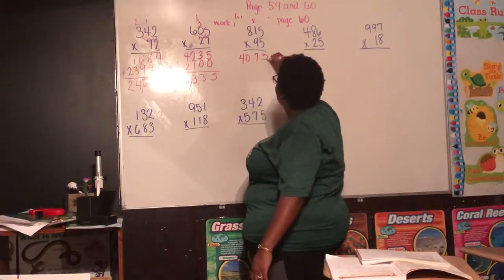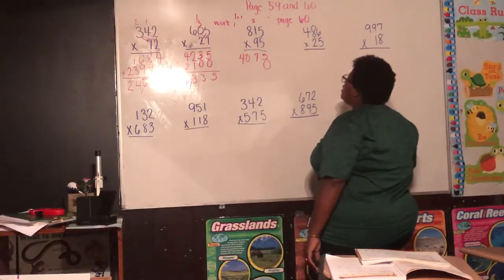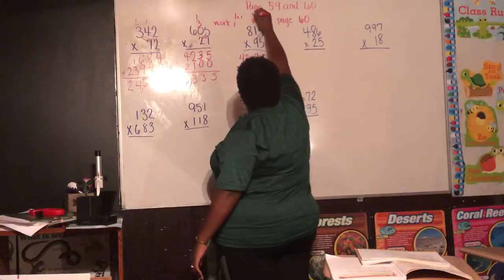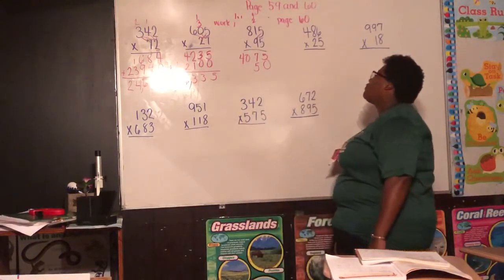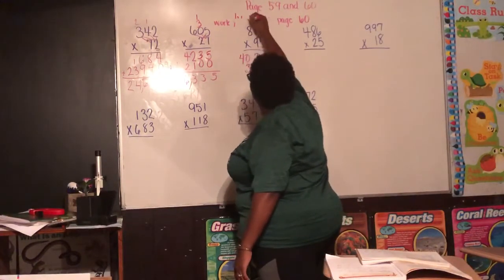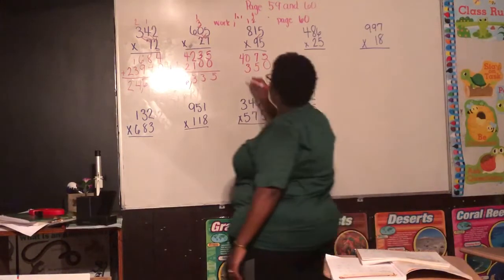Now, before we move to the 9, we do the 0. And then 9 times 5 is 45. Carry your 4 up top. 9 times 1 is 9 plus 4 more is 13. Put your 3, carry your 1. 9 times 8 is 72 plus 1 more is 73.